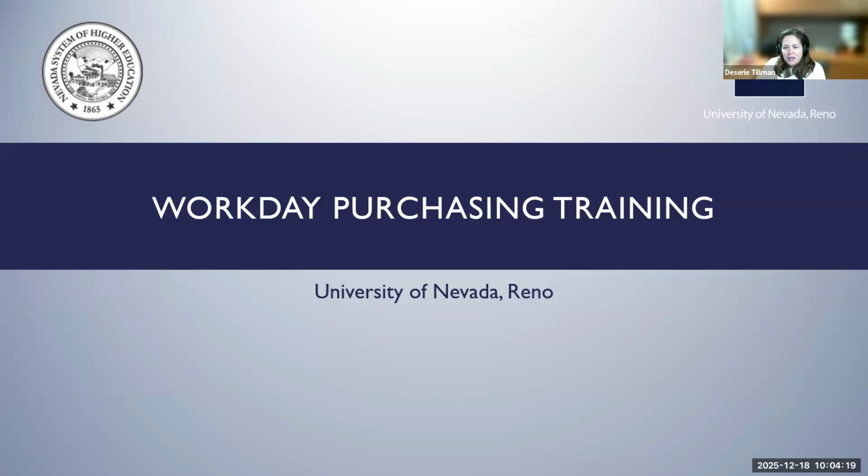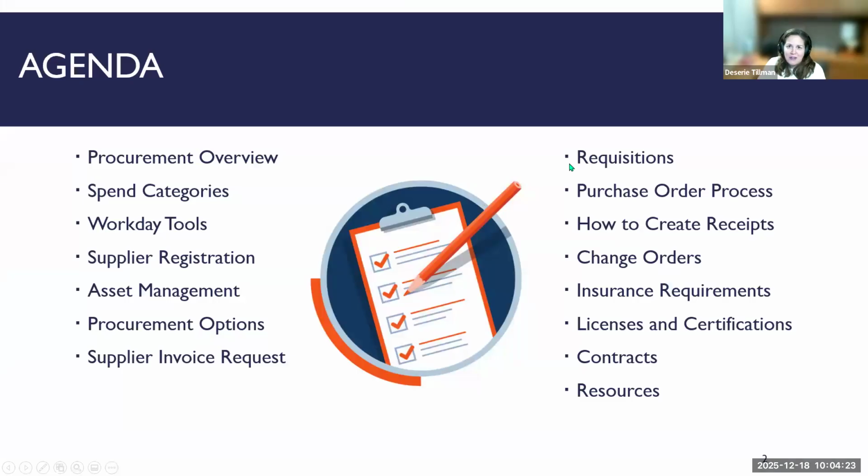So today we're going to get started with the agenda. I'm not going to go through every item, but just so you know, we have a lot of areas and topics to cover today. So we're going to try to cover everything procurement. Feel free to ask questions along the way, but we will cover all of these different topics from overview of procurement, spend categories, supplier registration, all the way from requisitions, purchase orders, change orders, insurance, and everything in between.